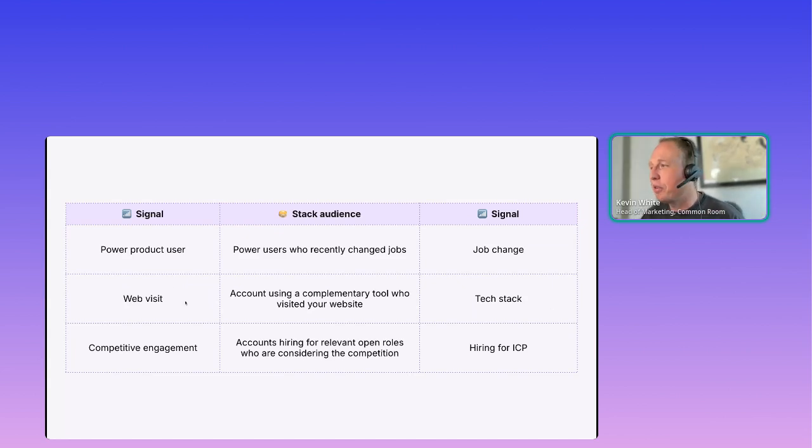And so there's a few more examples we can walk through here, as a signal of a web visit and a tech stack. So anyone who visited your website, and you found that organization has a complementary tool or a competitive tool, you can use those two things to craft a more personalized outbound message. Or last one here, competitive engagement. This is someone engaging with a competitor on LinkedIn or something. And then that same account is hiring for someone in your ICP. It's a way to show that this account should be more highly prioritized than any other account that your team is prospecting into.